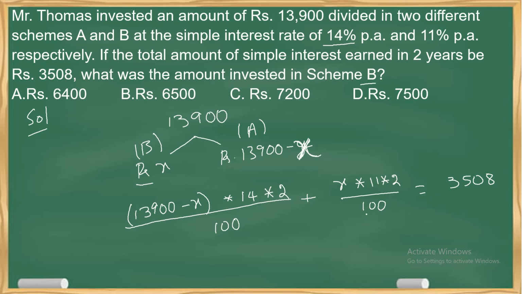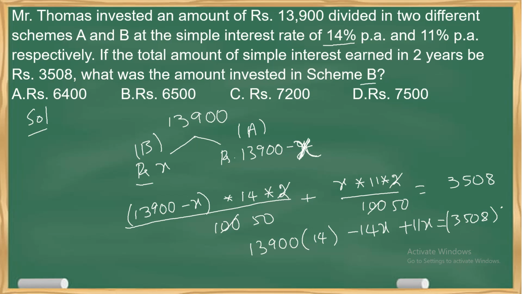3508. So again 250 times, clear? Simplify this one, 50 is common, so 13,900 into 14 minus 14x plus 11x is equal to 3508 into 50.